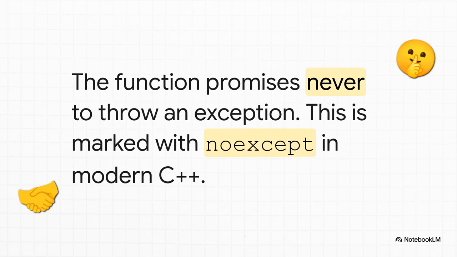And finally, there's the no-throw guarantee. In modern C++, you'll see this marked with the noexcept keyword. It's a rock-solid promise that a function will never, ever throw an exception. This is absolutely essential for fundamental cleanup operations, things like destructors or move constructors.